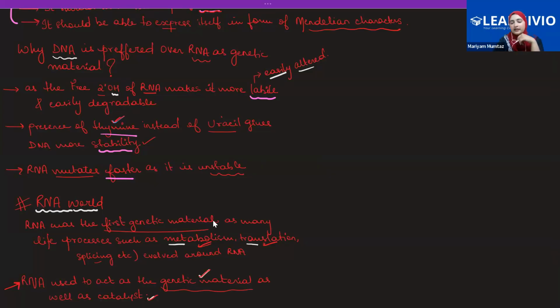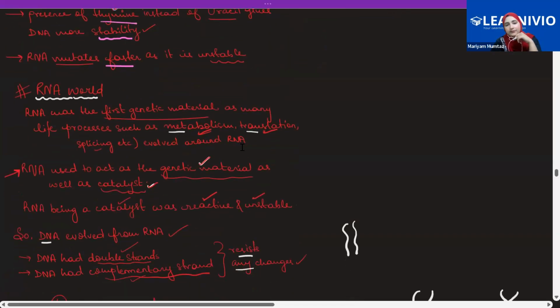And when we compare the mutation rate of DNA and RNA, obviously RNA mutates at a faster rate. Hence, it cannot be used like a genetic material. But DNA can, because it does. It has a scope for slow mutation, but it doesn't mutate very, very quickly.